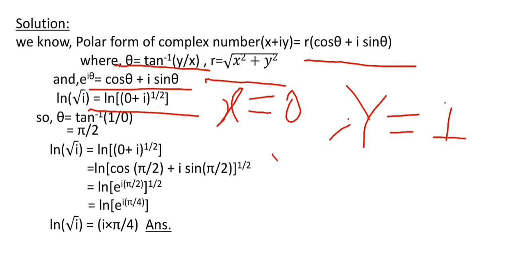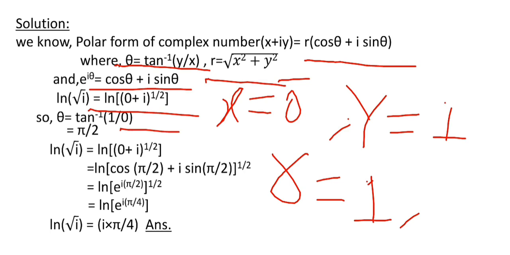So the modulus of this complex number will be 1 from this formula, and the argument of this complex number is equal to tan inverse 1 by 0, which is tan inverse infinity, and the value of tan inverse infinity you know is pi by 2, which is 90 degrees. So here you have found the value of the argument and modulus of this complex number.